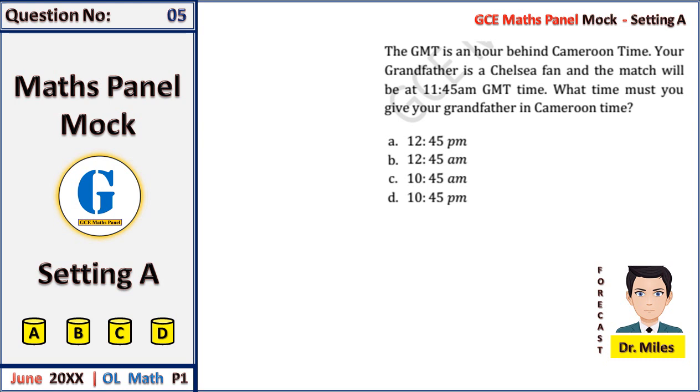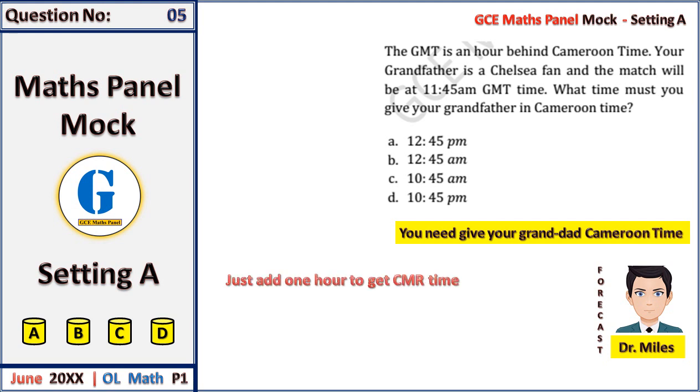The GMT is an hour behind Cameroon time. Your grandfather is a Chelsea fan and the match will be at 11:45 a.m. GMT time. What time must you give your grandfather who is in Cameroon? You need to give your granddad Cameroon time and just add 1 hour to get the Cameroon time. So 11:45 a.m. plus 1 hour gives us 12:45 p.m. Take notes here. The answer is not 12:45 a.m. but 12:45 p.m.